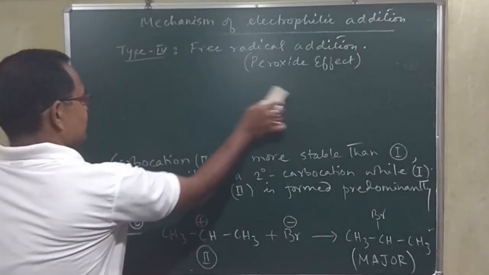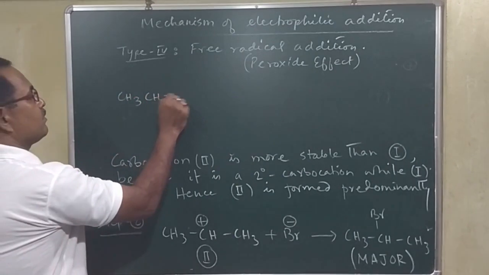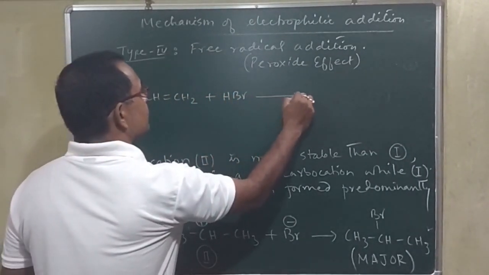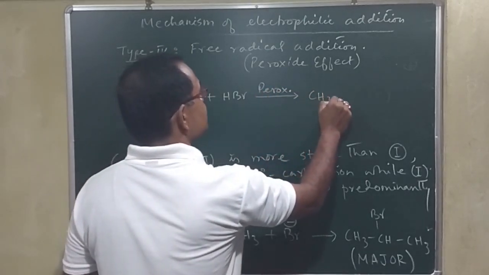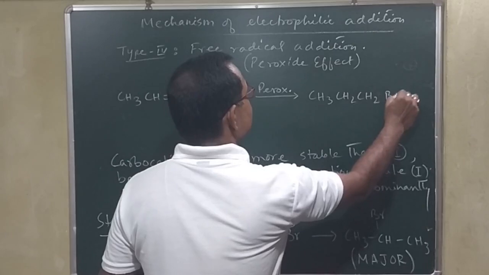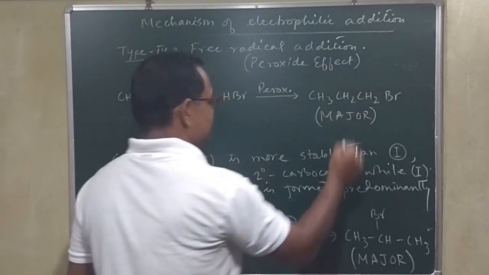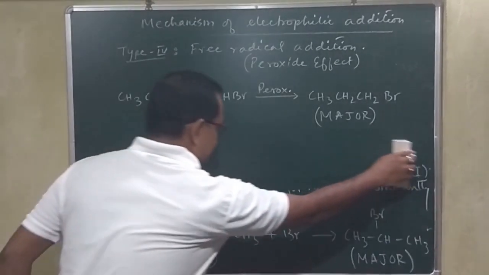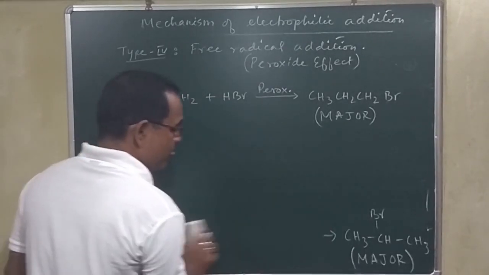The same reaction, say propene plus HBr in the presence of peroxide gives CH2Br, 1-bromopropane as the major product. Now we are going to discuss the mechanism of this reaction.